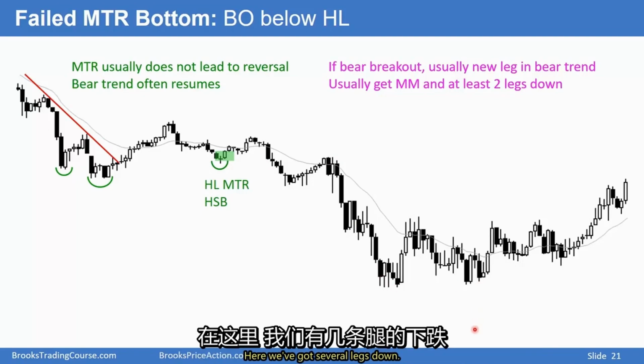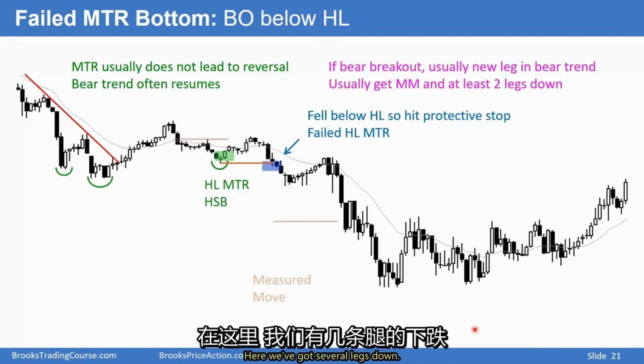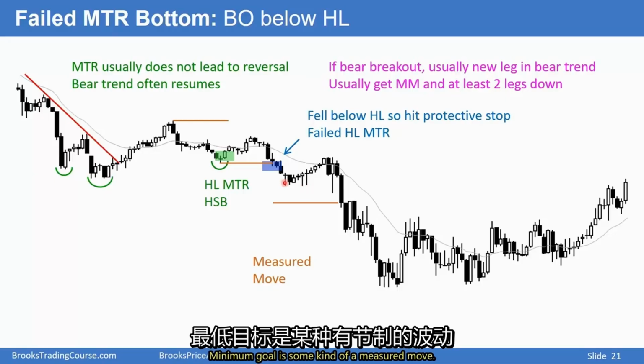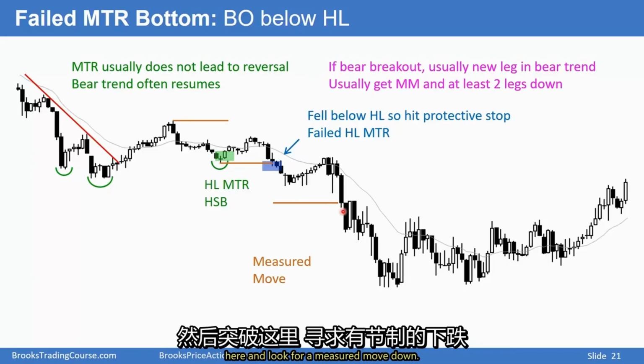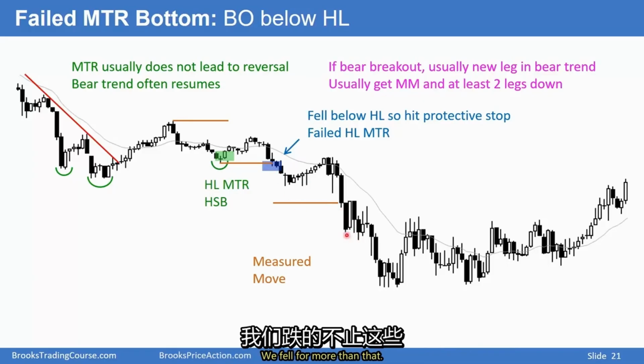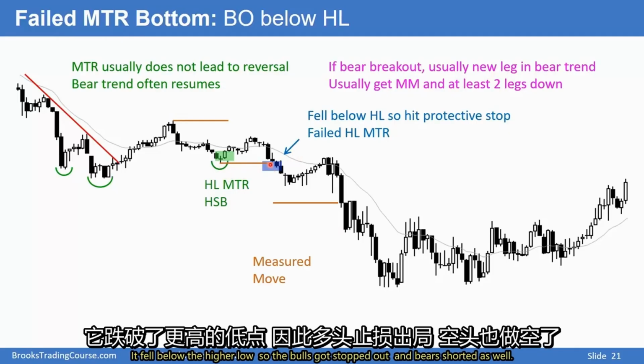Here we got several legs down. Minimum goal is some kind of a measured move. A good starting point is maybe the top of the most recent bear leg, and then the breakout here, and look for a measured move down. We fell for more than that. It fell below the higher low, so the bulls got stopped out, and bears shorted as well.